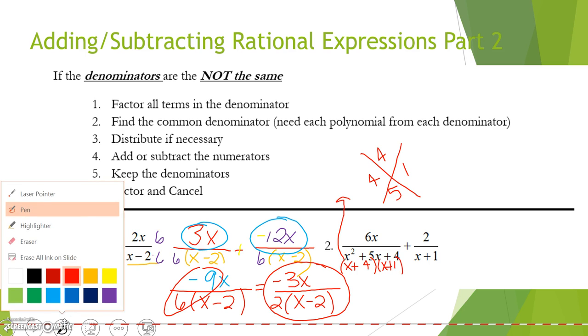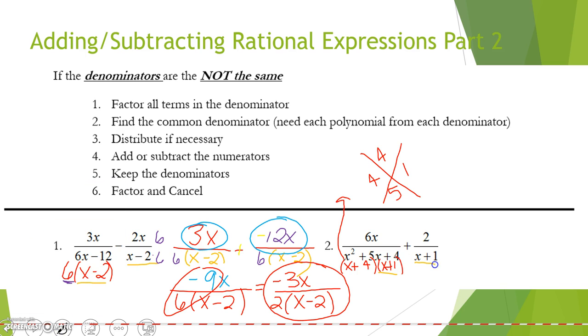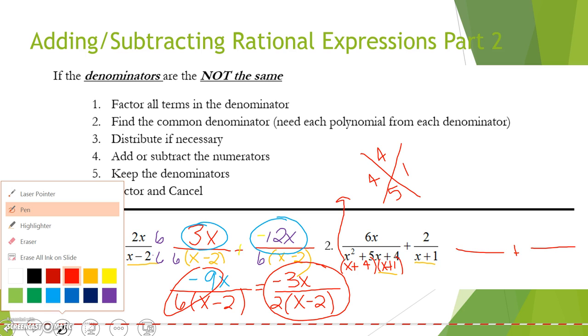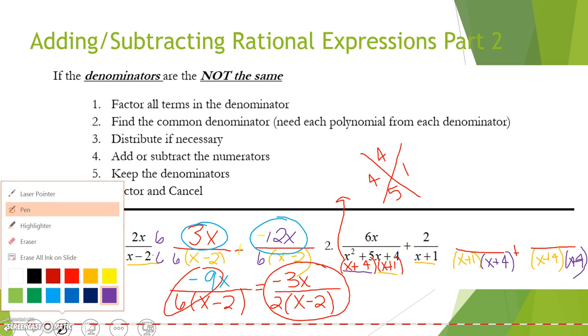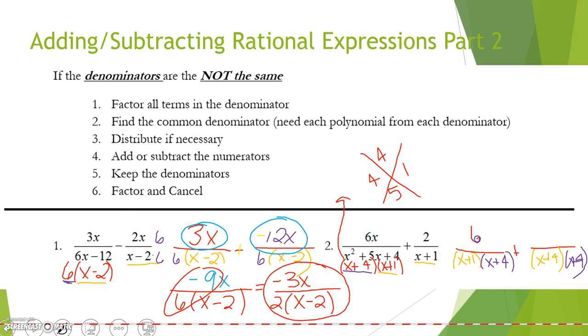So now I compare what they have in common. They have an x plus 1 in common, so that's going to be part of my LCD, the x plus 1. And then that x plus 4 is just an oddball, so it also has to come down. The first numerator can stay as it is because it has both the x plus 4 and the x plus 1. So I'm going to recopy 6x.